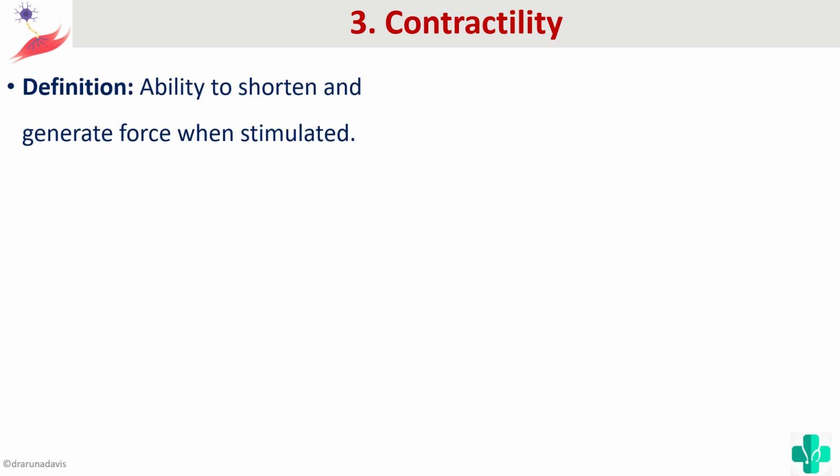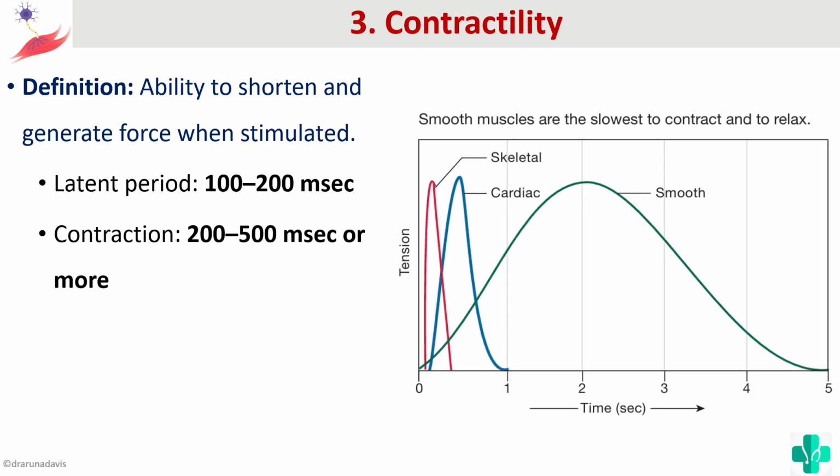Next point is contractility. As I said, when you give a stimulus, the muscle will respond. How does it respond? The smooth muscle can contract. This ability to shorten and generate force when stimulated is known as contractility. The difference between the contractility of smooth muscle and skeletal muscle is that smooth muscles have a latent period of around 100 to 200 milliseconds, and the contraction time is also more.